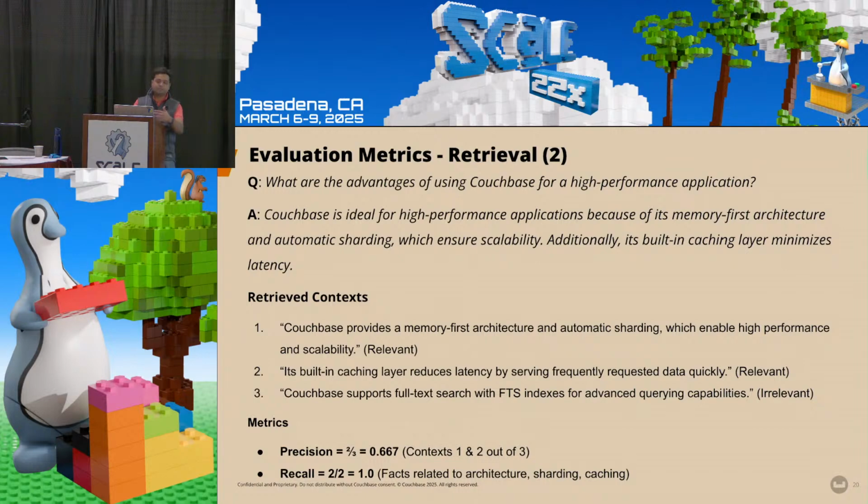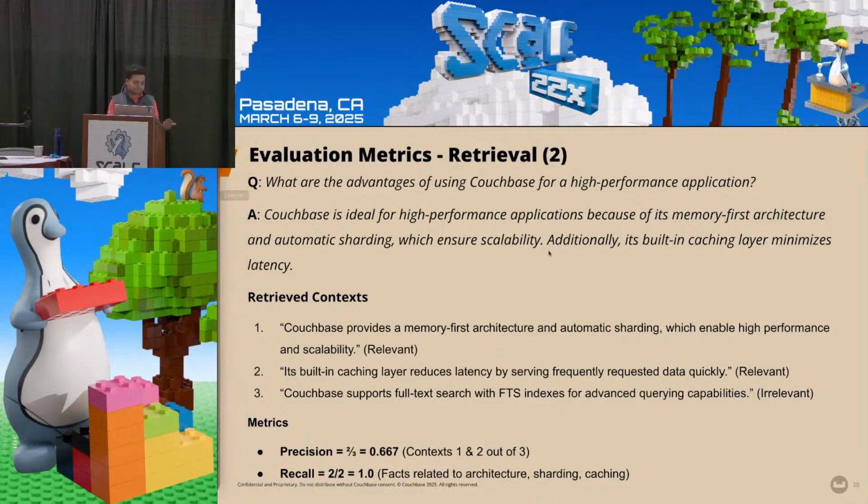So the precision is, you have this retrieved context, right? This is basically from your vector search result. And this is fed to an LLM, and the LLM tries to come up with the facts in the ground truth answer, and then it checks for these facts in all of these retrieved contexts. So in this case, it's architecture, sharding, caching.